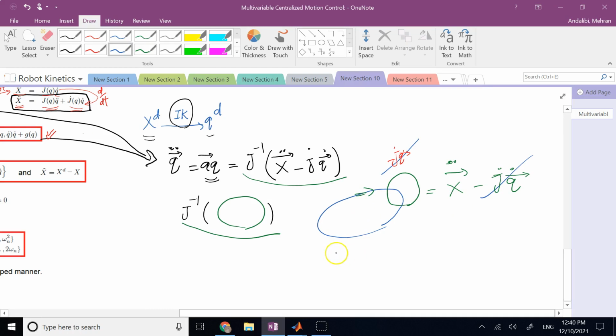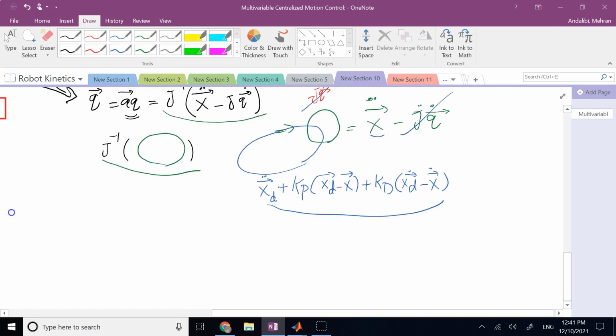Well, just like last time, I choose XD double dot and then plus the PD control, which is KP times XD minus X, or the error term, and then plus KD times XD dot minus X dot, the derivative term. Then this is going to be equal to that. When you bring X double dot to the left side, then you will get what? You will get this guy. Correct?